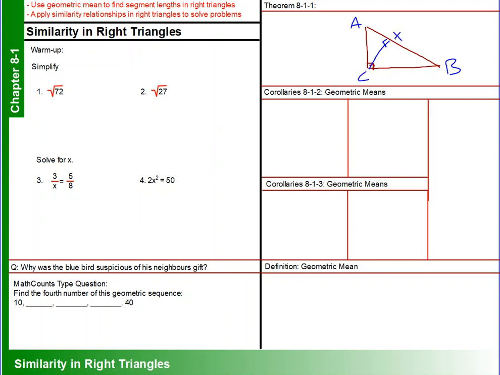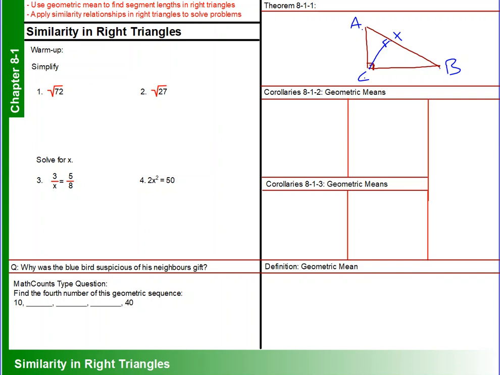Let's call this X. Well, this triangle with the altitude is actually kind of a cool triangle because all three of these triangles are similar. So triangle AXC is similar to triangle CXB, which is similar to triangle ACB. Right, and that's all that theorem is.